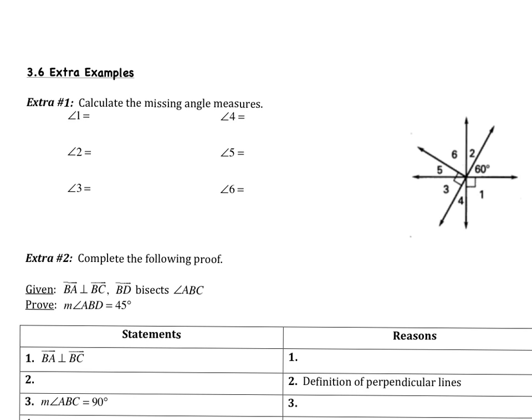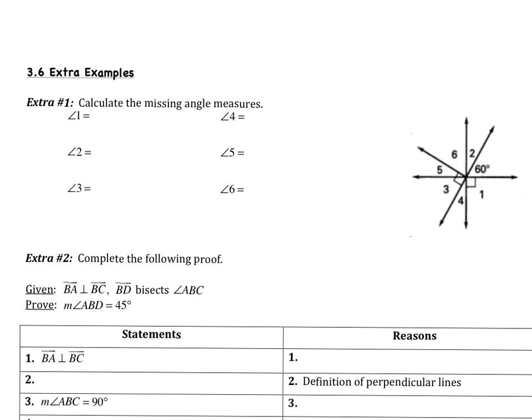All right, with your groups, do extra example number 1. Figure out the measure of the 6 angles. See if you agree. Okay? I'll give you a minute or two, and then we'll go through them. Let's start in the back.